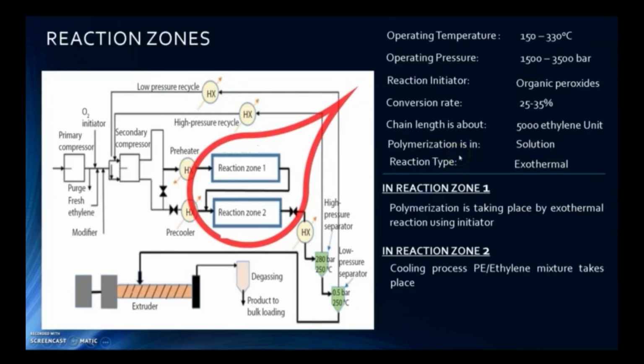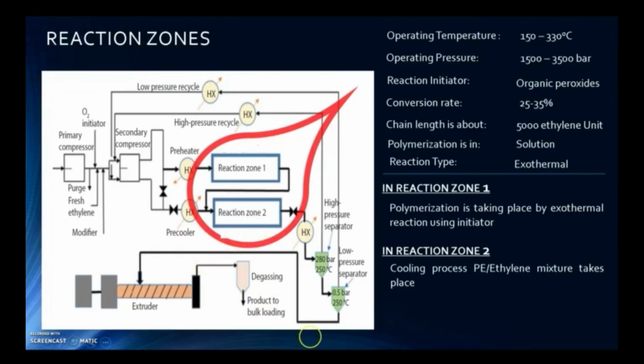Our reaction here is exothermal. So now we need to overcome the problem of the heat of the reaction. The heat of the reaction is removed by the inlet feed of cooled ethylene and the water-cooled jacket on the reactor piping, and this is happening inside reaction zone 2. And then the unreacted ethylene is recycled back to the compressor for feeding to the reactor inlet point, which is reaction zone 1.